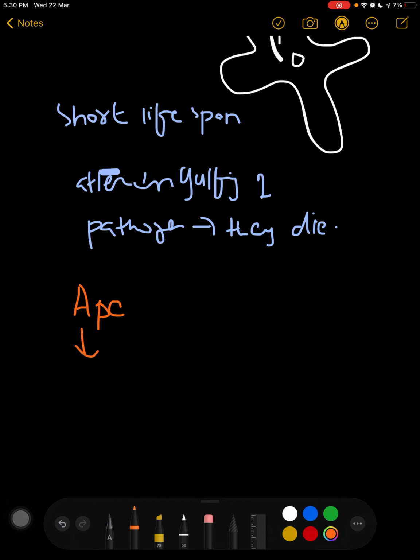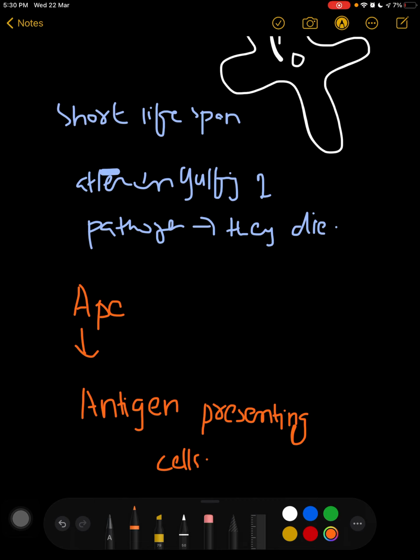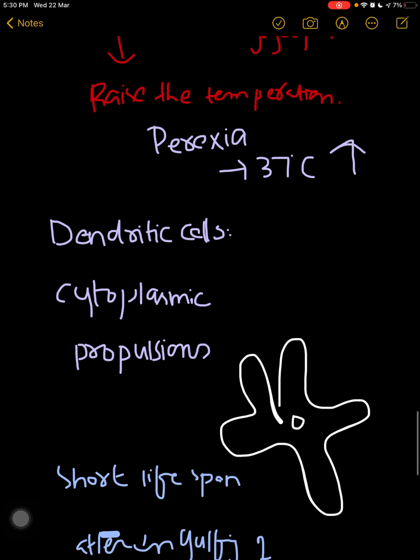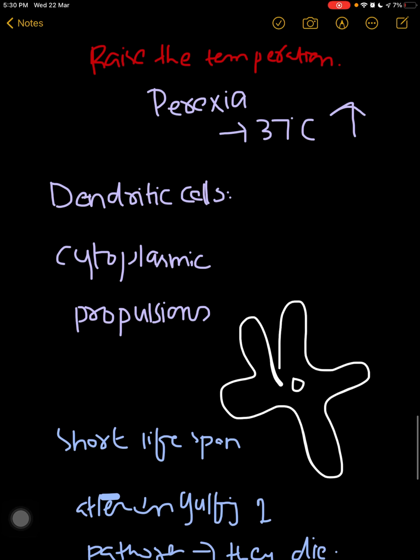APC means antigen presenting cells. We have discussed APCs in my previous video too. Both macrophages and dendritic cells are APCs, antigen presenting cells. So I hope the dendritic cells and the function of the macrophages is clear to you. If you have any kind of query, you can ask me in the comment section.